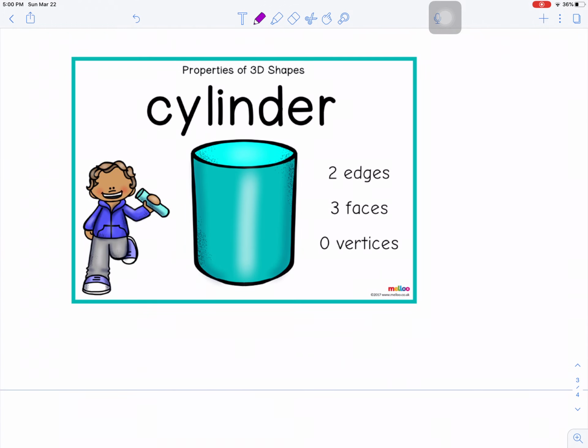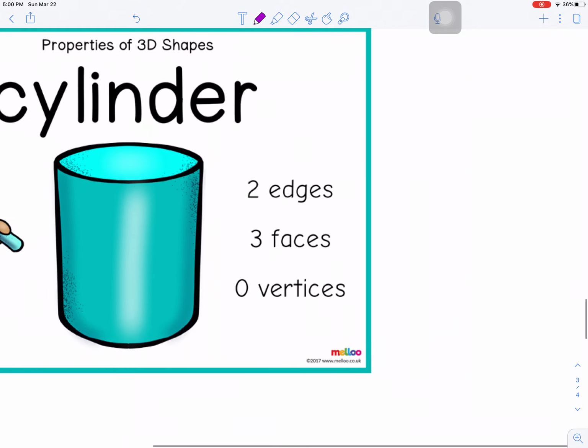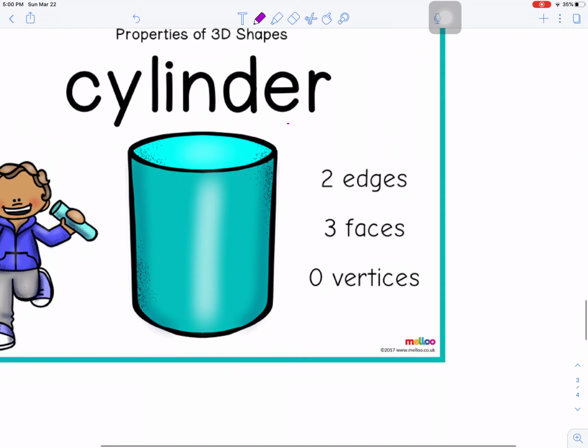Okay, we also have a cylinder. A cylinder has 2 edges, because remember, edges are where faces meet. So there's one, whoops, that just jumped, sorry about that. There's one here, one edge, and one edge there.